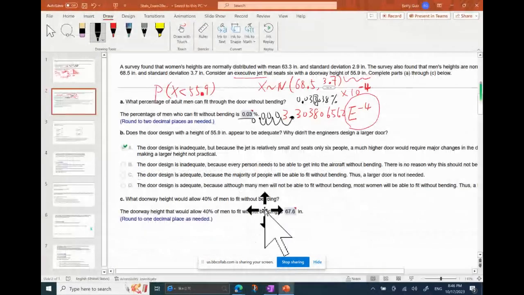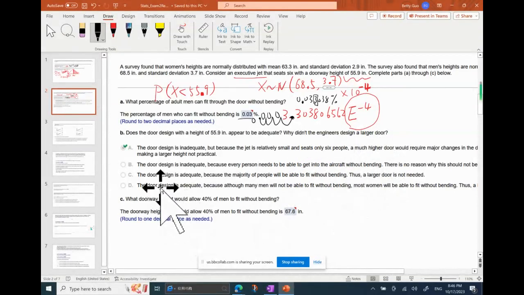And the next part B. Does the door design with a height of 55.9 inches appear to be adequate? Let's think about it. Who can fit without bending? Wow, that's almost all the men have to bend, right? No, it's not adequate.